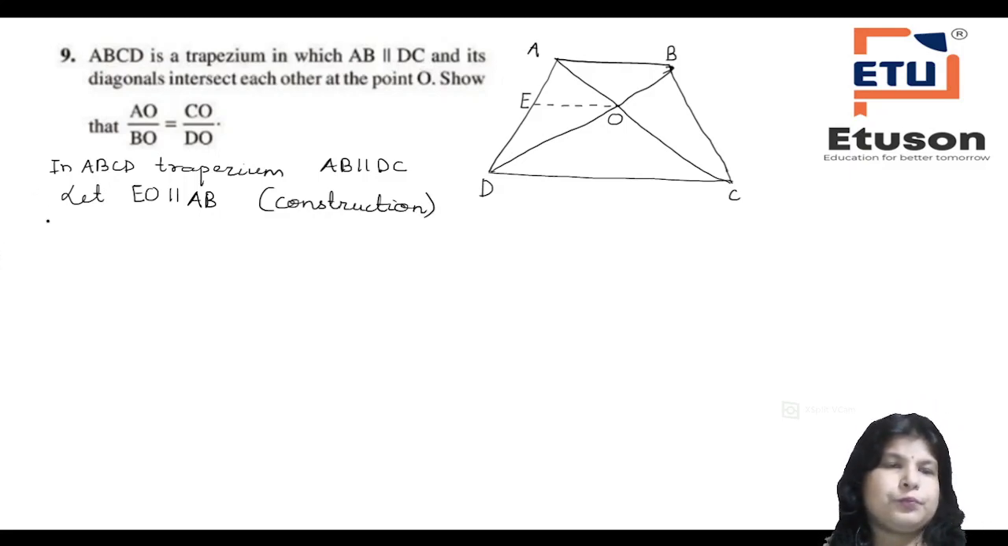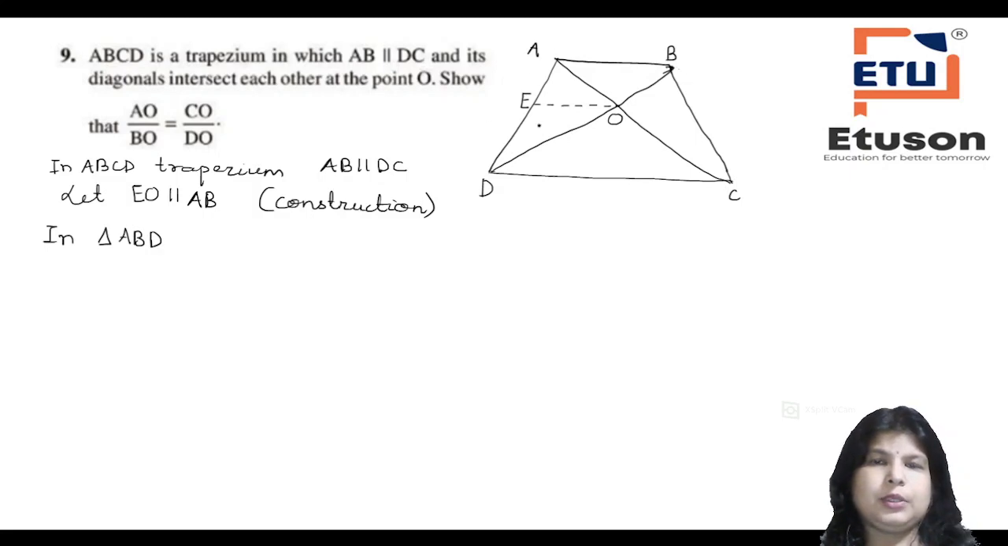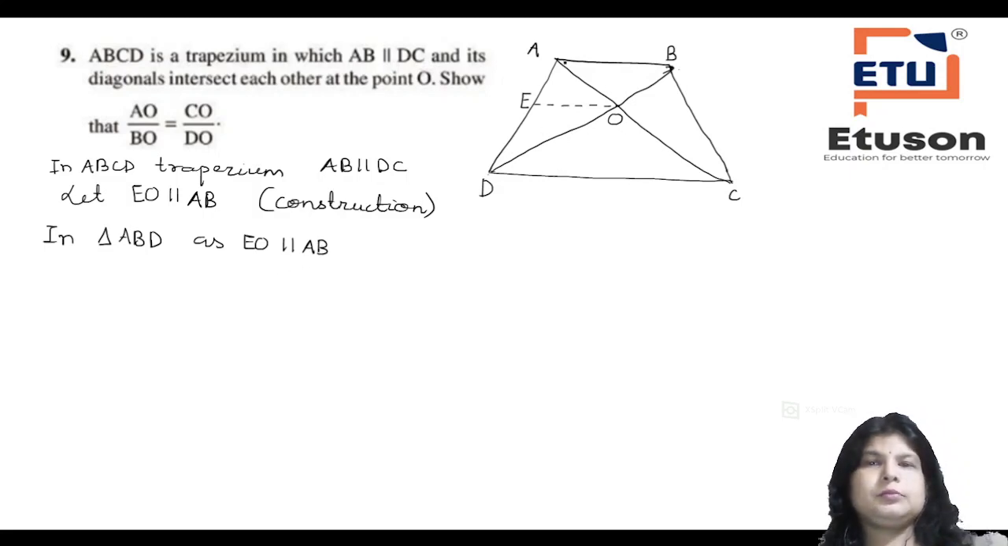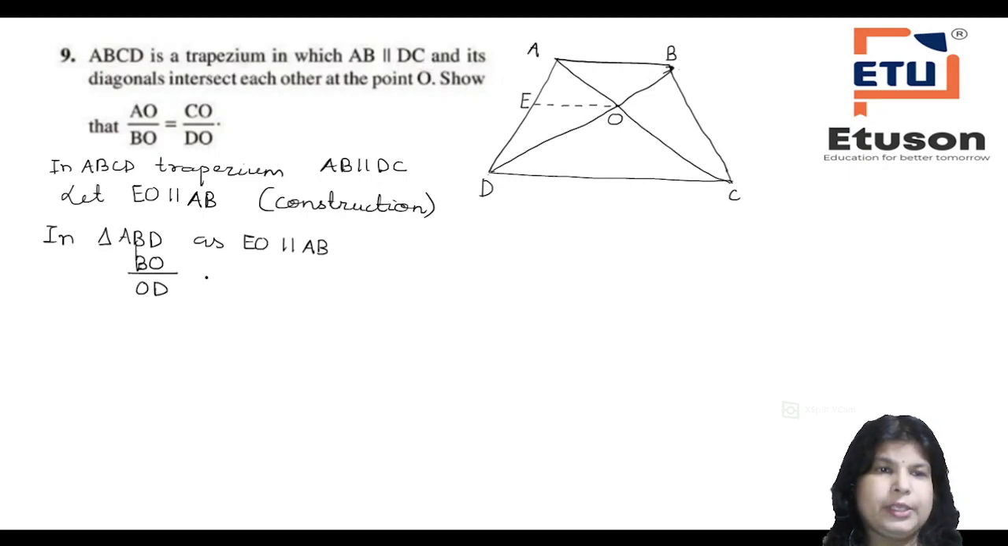Right? So now in triangle ABD, as EO is parallel to AB, then you will have BO by OD is equal to AE by AD. BO by OD will be equal to AE by AD. So this is your equation 1.